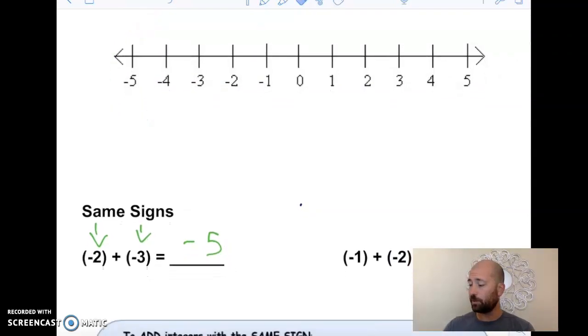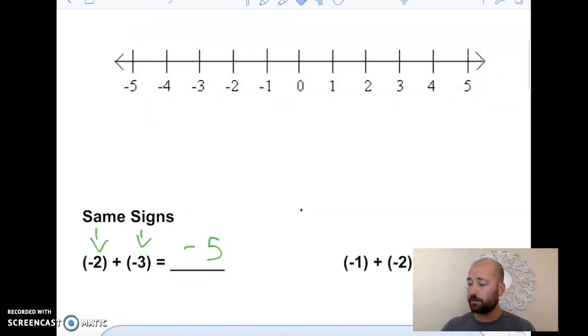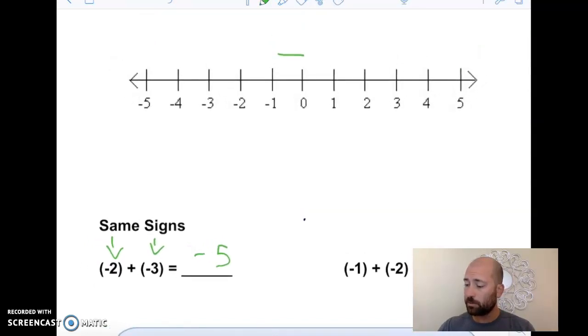On our second, we have -1 and -2. So I'll start again. 1 to the left, that's a -1. Now I'm going 2 more units, 1, 2, again to the left, that's a -3 now. So -1 plus -2 is equal to -3.